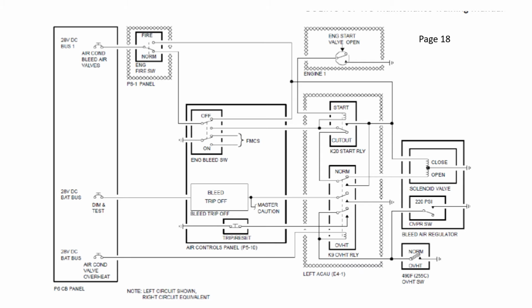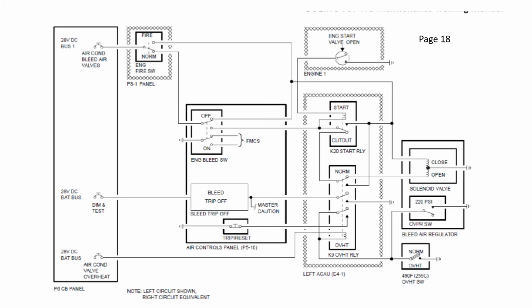So at the very top of the picture from the P6 circuit breaker panel, we've got a power supply at the very top with a circuit breaker that provides 28 volts. And the first thing it comes to out of the circuit breaker panel, it gets routed to the engine fire switch, which is currently in the normal position. From there, it comes down to the bleed air switch on the control panel.